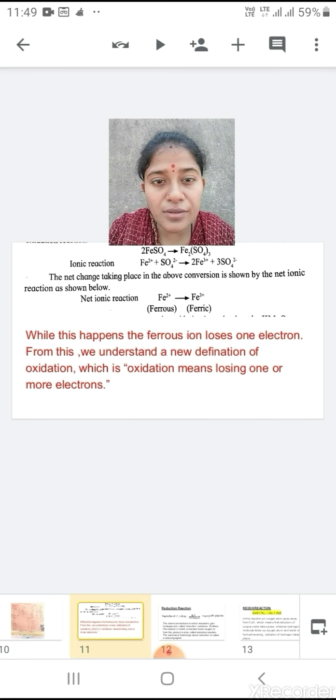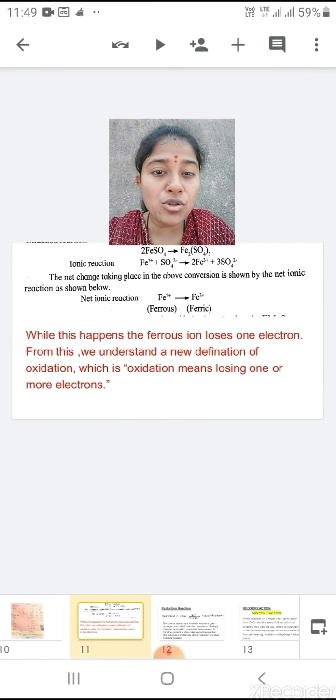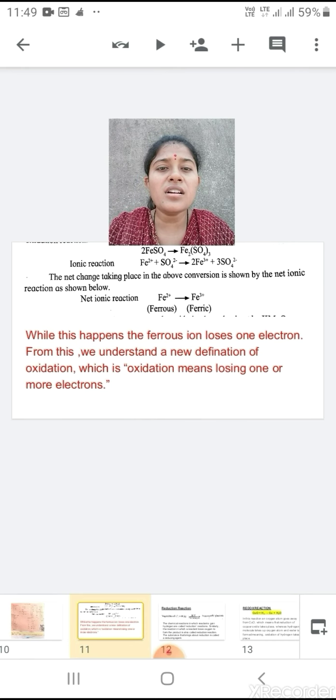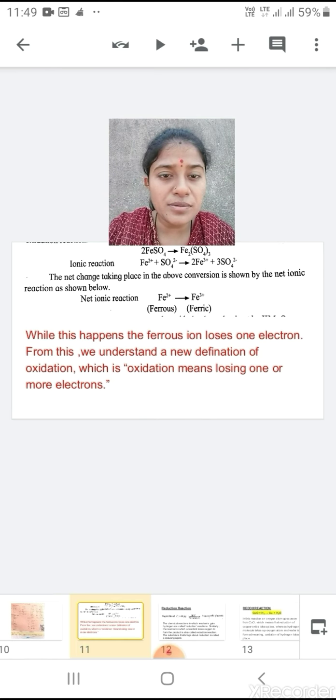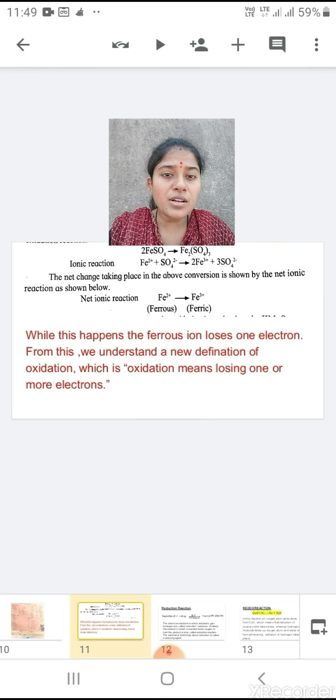Now here, in the case of FeSO4, the charge on Fe is Fe2 plus, and sulfate SO4, the sulfate ion, has a charge of 2 minus. So FeSO4: Fe2 plus and SO4 2 minus. On the other hand, if you see the product, now I've shown you this part.